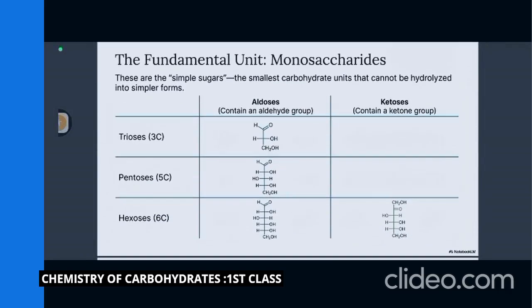Fundamental units are monosaccharides. They are the simplest form. So if a simple monosaccharide contains 3 carbons, it is known as a triose. If it is 5 carbons, it is called a pentose. If it is 6 carbons, it is called a hexose. So the left side aldose, it is a hexose, so it is called glucose. And the right side contains a ketone group, that is a ketose. When it is a hexose, it is called fructose. So glucose is a polyhydroxy aldose and the ketose is a polyhydroxy ketone.